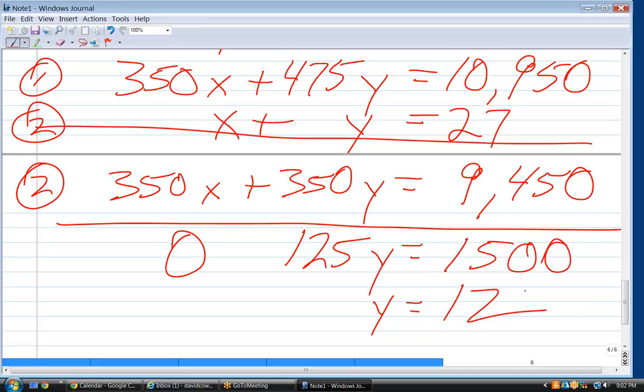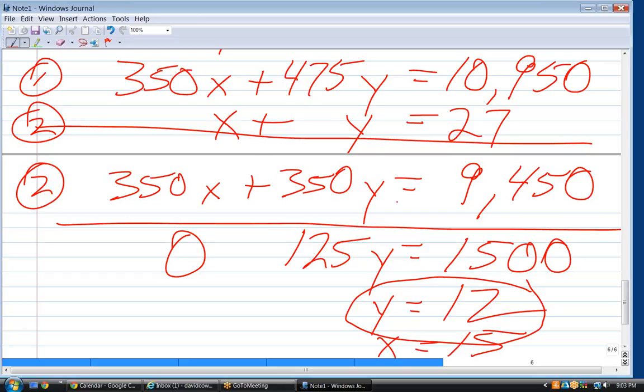I've solved for y. What's the best way to solve for x? Take the more simple equation, which is number 2. Okay, the original number 2. So it'll be 12. So it'll be x plus 12 equals 27. Correct. And you can subtract it, so it'll be 15. So x is 15.